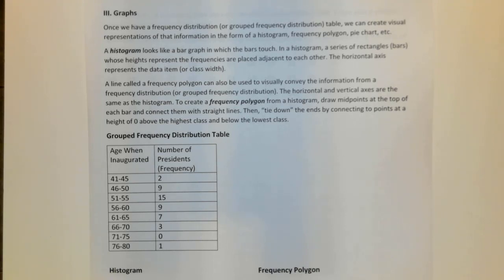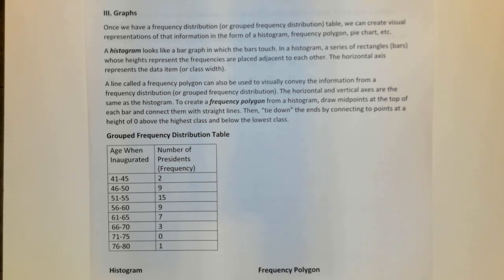We're only going to create a histogram and a frequency polygon in this video, but generally for any of the others, it's usually easy to pick out. So what is the difference? Well, a histogram looks like a bar graph. In fact, some people call it a bar graph, but technically it's not.